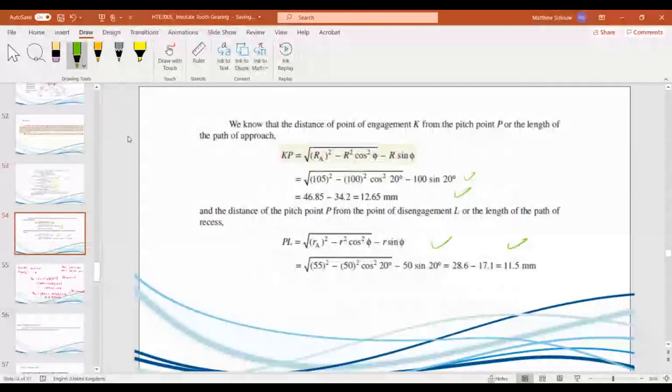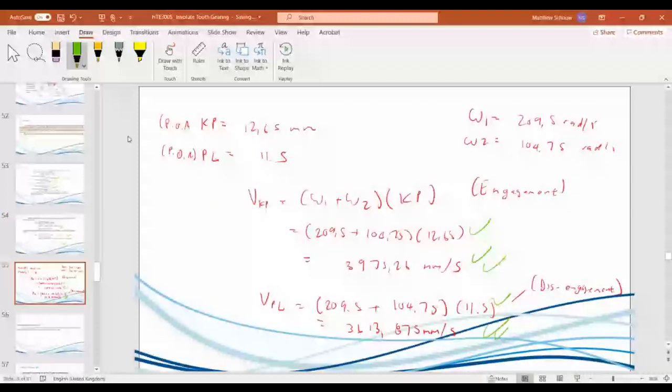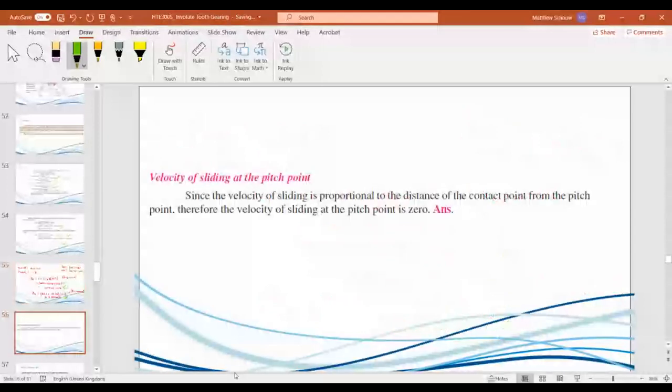Obviously, the path of contact we know, it's 10, 11, the full length of contact. So this could be 12, 13, 14, 15. This could be 2 marks here, so I'll say 16, 17 maybe. And then for the pitch point, for 2 marks, make sure you get this: the velocity of sliding is proportional to the distance of the point of contact from the pitch point, and there's basically no velocity there, no radius if you want to think about it.